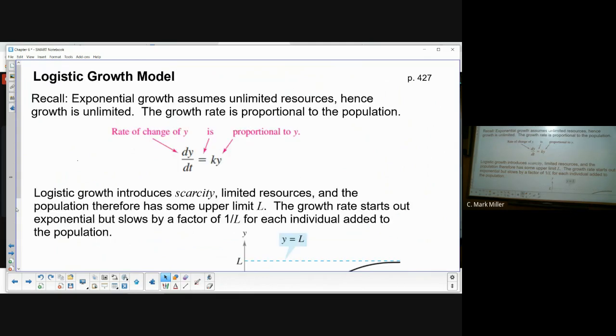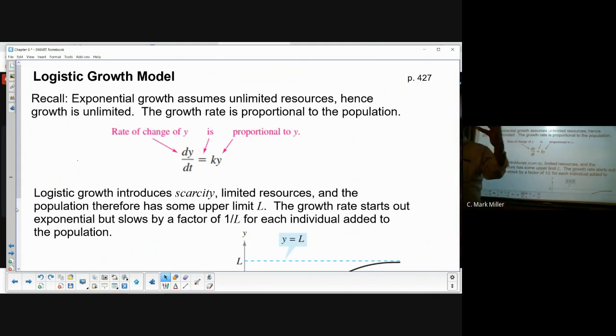Logistic growth model. Now, I mentioned this before. Remember we were talking about uninhibited exponential growth? A population will grow in an uninhibited manner as long as there's not scarcity of the resources. So the rabbits in my backyard, right?